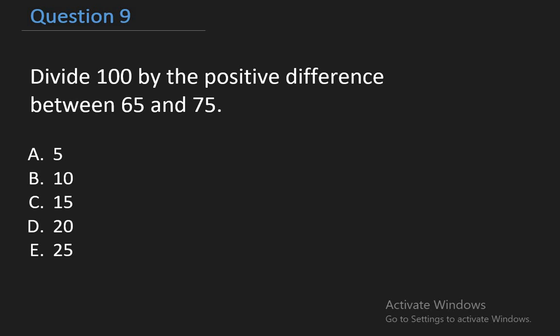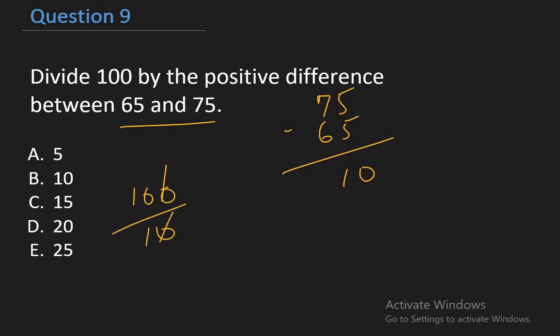Question 9. Divide 100 by the positive difference between 65 and 75. Let's look for the difference between them. 75 minus 65 will give me 10. Now divide 100 by 10. 0 cancels 0. My answer will be 10, which is B.